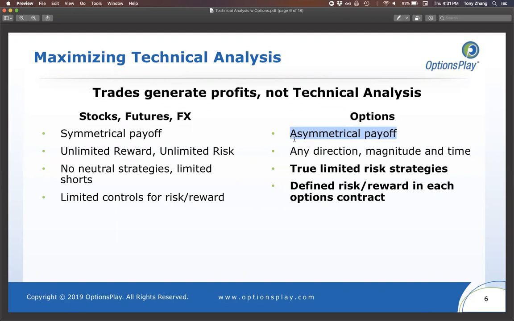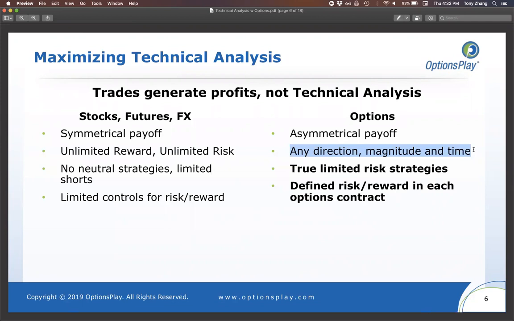The other benefit of options trading, in my opinion, is that you could trade in any direction, magnitude, and timing. So regardless of what your views are, whether you think the stock's going to go higher or lower, whether you think it's going to go higher by 1% or 10%, or you think the stock's going to stay exactly where it is and not move, there is an option strategy that allows you to profit from that.